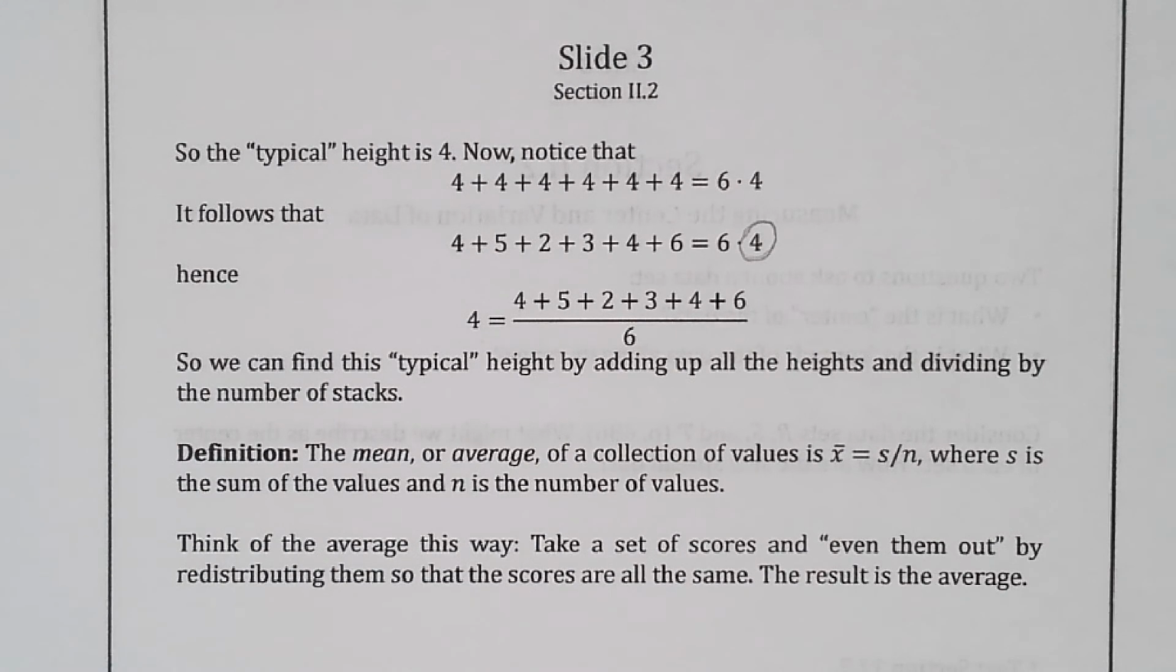So think about the average this way. You take a set of scores and even them out by redistributing them so that the scores are all the same. Then the result will be the average. For example, suppose you're talking about a company with workers that all make different amounts of money. One way to define the average would be to say, well, we're going to take everyone's salary and redistribute it so that everyone makes the same amount. Okay, then that same amount would be the average.